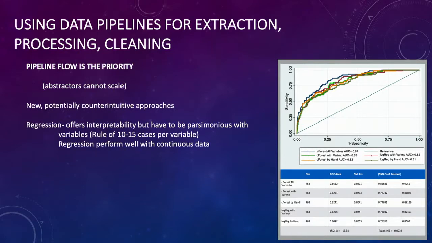So this slide shows a standard area under the curve, and the sort of the rightmost line would be a prediction that isn't performing necessarily well, but it's interpretable based on logistic regression. And we have to follow these rules of 10 to 15 cases per variable. We're going to, when we leverage electronic health records, have a lot more variables.